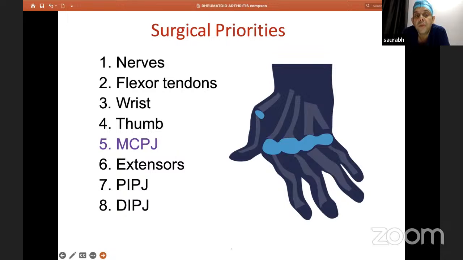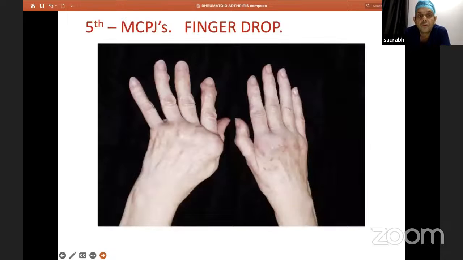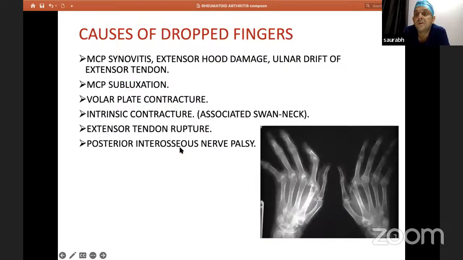So let's come to MCPs. Again, remember in the exam, you can be shown this picture, so your discussion will be on MCPs and finger drops. So what causes dropped fingers? What's the differential? This is an important slide. Synovitis can happen at the MCP. So the extensor hood gets damaged and your extensor tendons drift into the ulnar gutters. That will result in dropped fingers eventually.